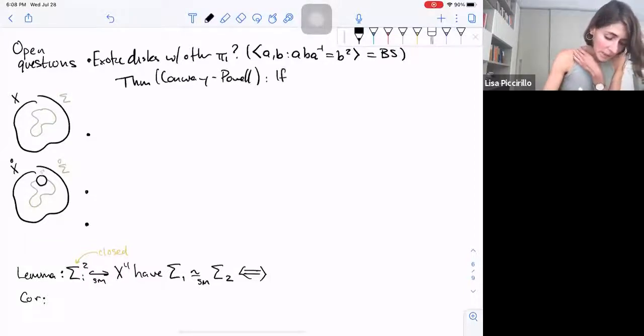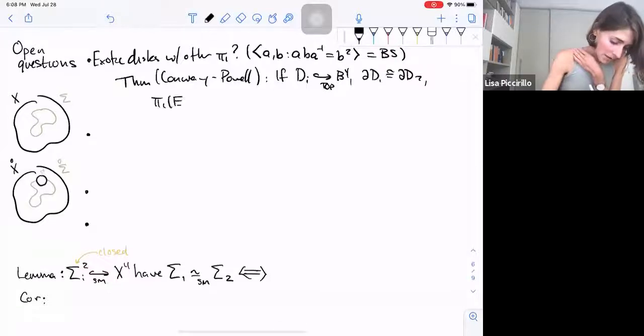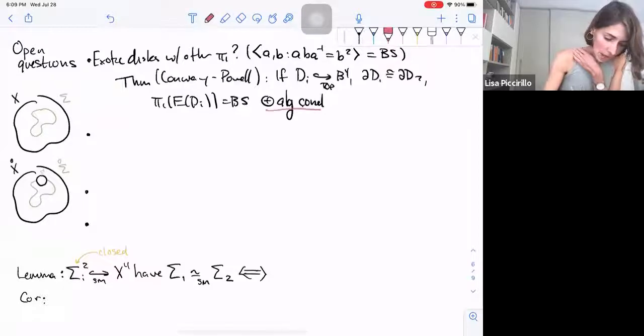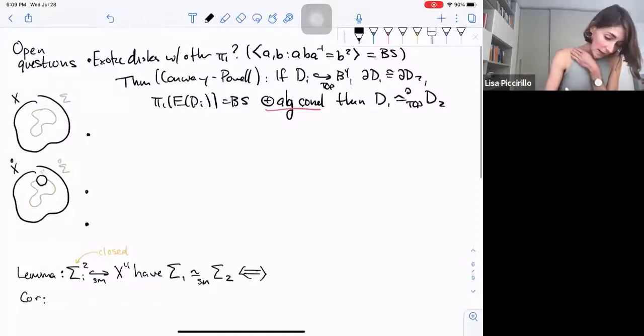So they show basically the theorem from before. If you have a pair of disks embedded in B4 with common boundary, and pi one of the exteriors is this group, and one more condition, there's an algebraic condition for this group, which I'm not gonna tell you what it is. But if you meet it, then you get the same conclusion: the disks are isotopic, topologically, rel boundary.